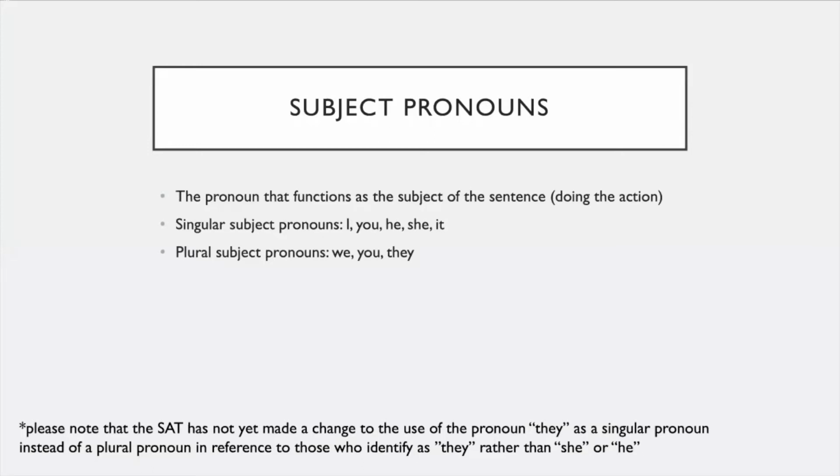So an example using a subject pronoun would be, he ties his own shoes. Okay, so the pronoun in the sentence is he. And he is a subject pronoun, and a subject pronoun is appropriate in the sentence because he is the one that's performing the action of shoe tying.